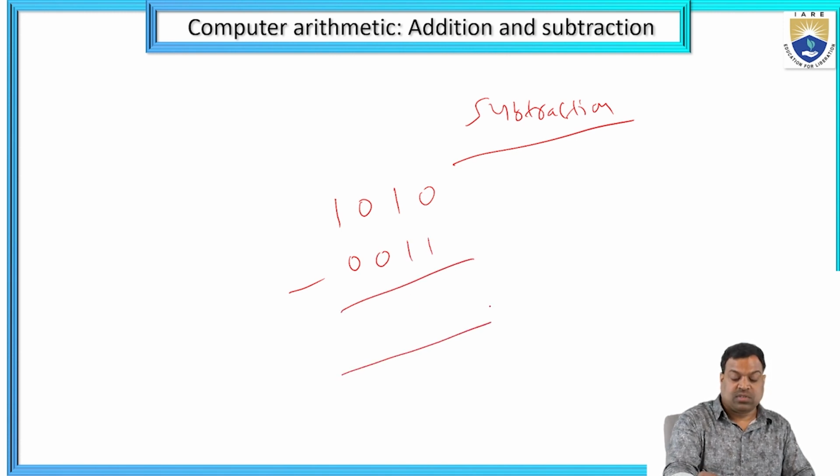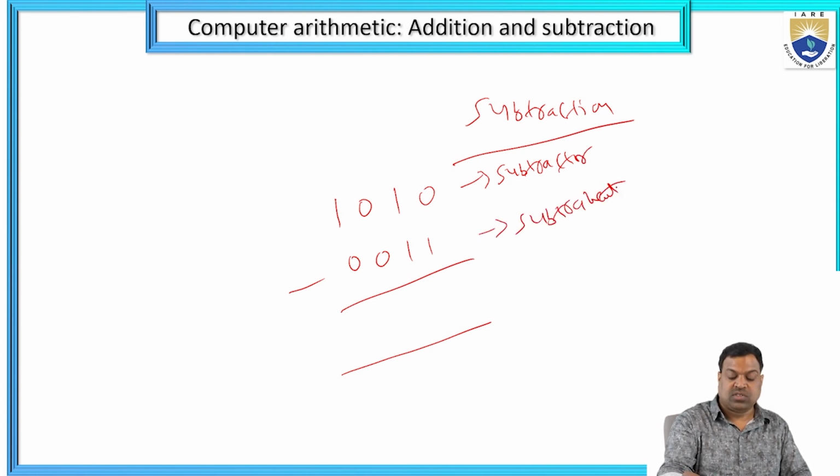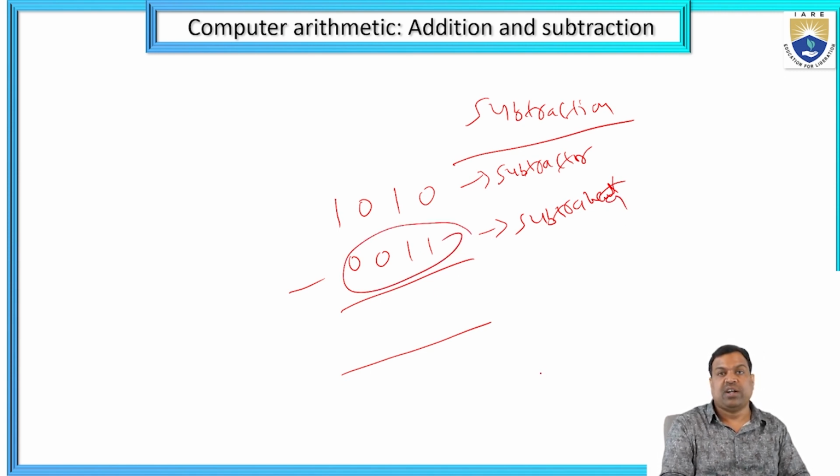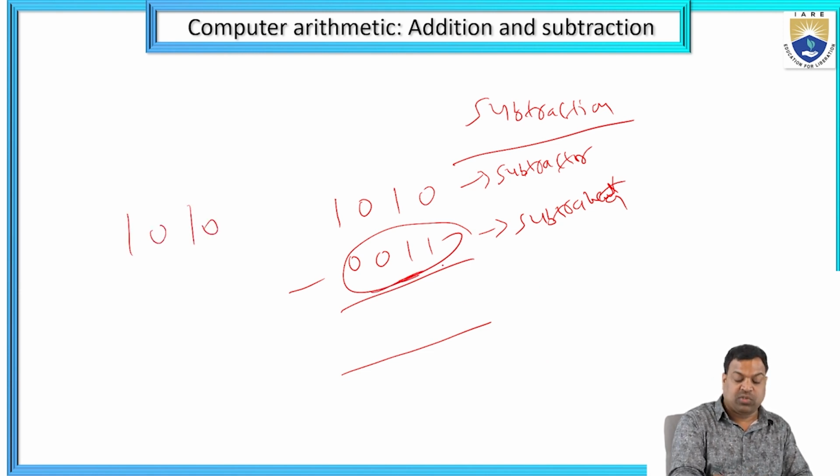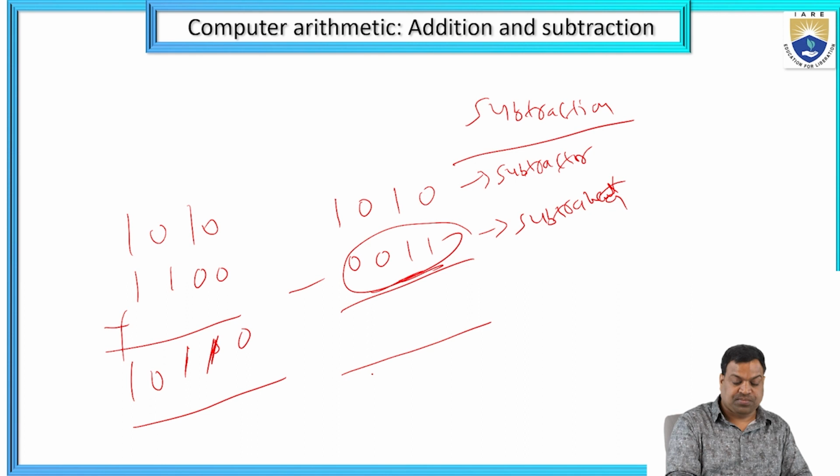So subtractor, and it is a subtrahend. So we are performing the ones complement for this one, and we can add these. So I'm going for the 1010, and I'm doing ones complement for this one: 0 means 1, 1 means 0. I'm adding both: 0 plus 0 is 0, 1 plus 0 is 1, 0 plus 1 is 1, 1 plus 1 equal to 10.